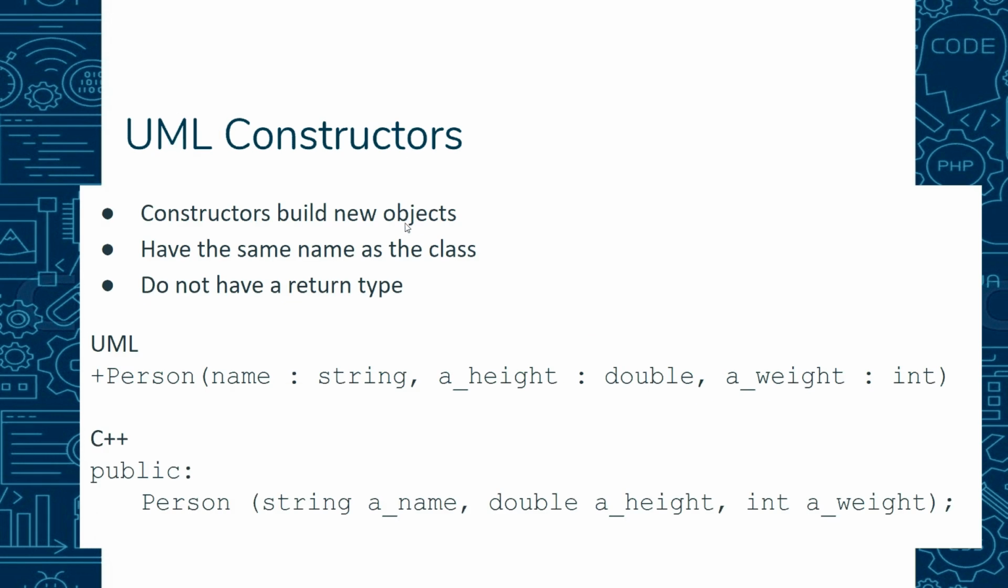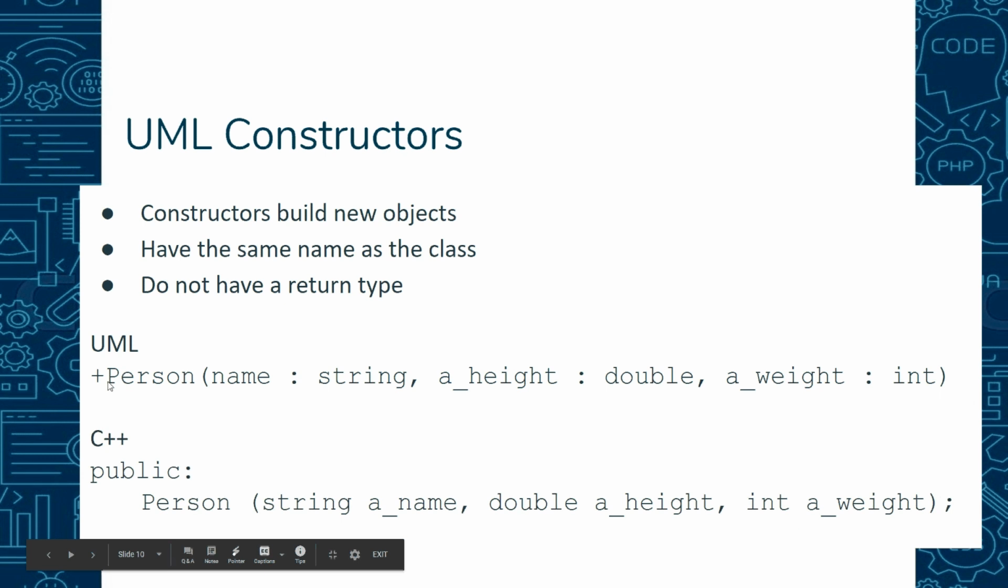The constructors don't have a return type. We know they're used to build new objects. So here's an example of a constructor. We have a plus sign because it's public. Down here we can see it's public. The name of the class is Person. And then we have a couple of parameters in here: string name, double height, int weight, and then there's no return type.